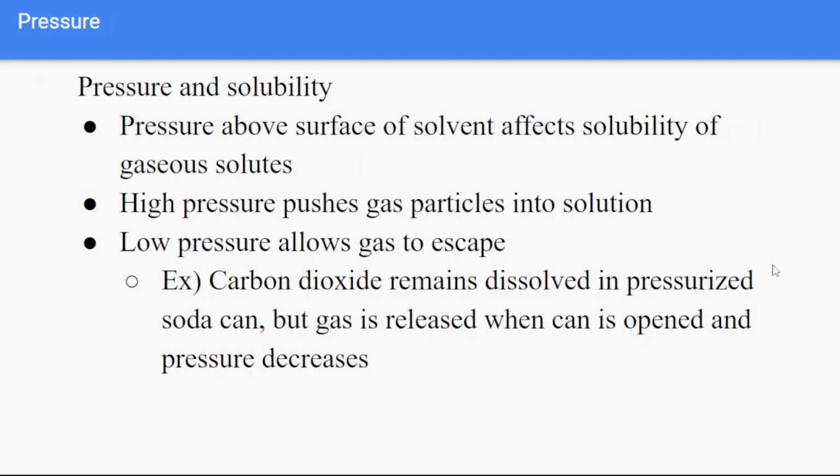Pressure and solubility. So pressure above the surface of the solvent affects the solubility of a gas. So if you have a gas that's being dissolved, like Coke or Dr Pepper or any carbonated beverage, if you have high pressure above the surface, then it increases the solubility. So high pressure pushes the gas particles into the solution. Low pressure allows them to escape easier. And if you think about a can of Coke, that's what you see. Once you open up that can, you decrease the amount of pressure, and that allows for all that gas to escape.